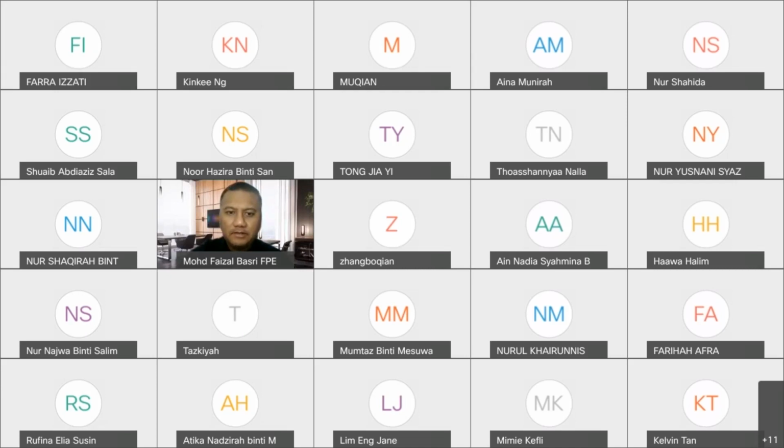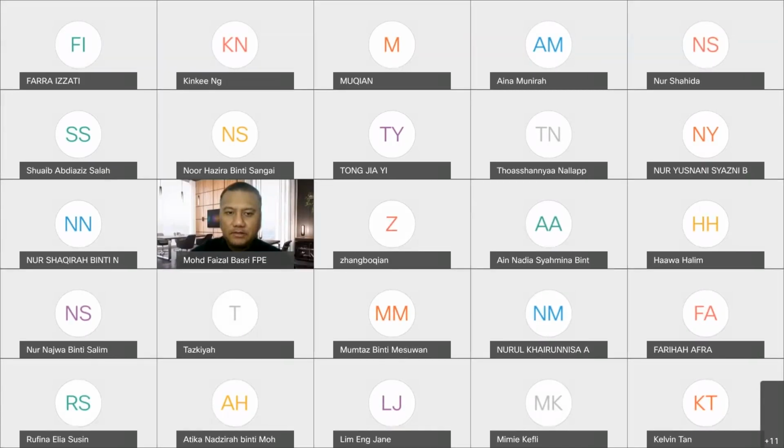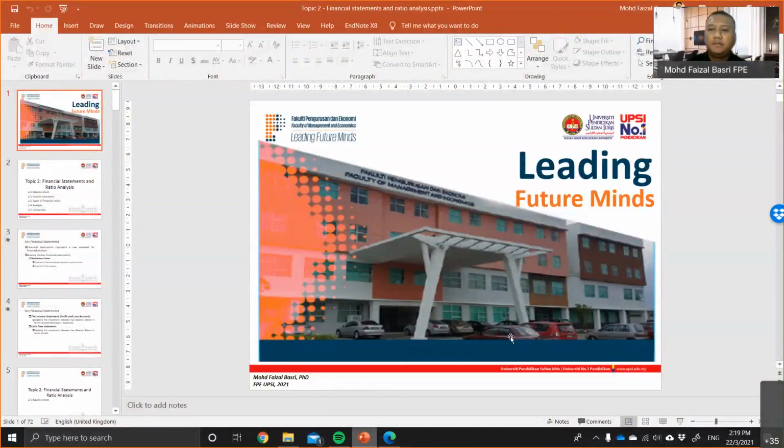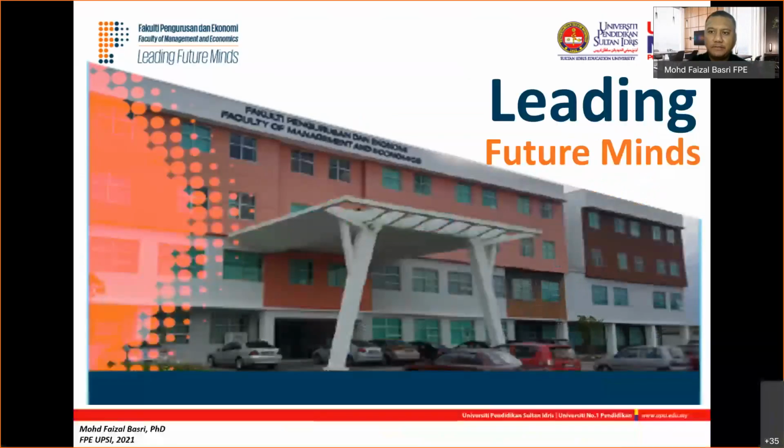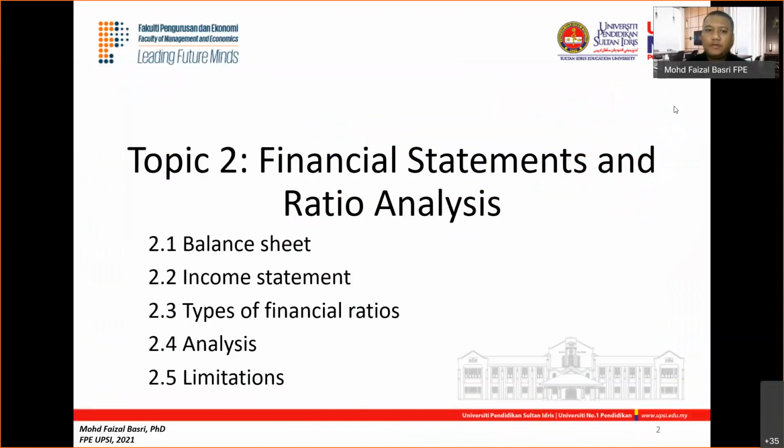But anyway, let's continue with topic two of financial management. Okay, so for today, we will discuss the financial statements and ratio analysis. So first of all, we will recap the types of documents, ataupun the type of statements that we will use for our analysis. That's why we have 2.1 and 2.2, which is the balance sheet and also income statement. And then we will go straight to the financial ratios analysis.